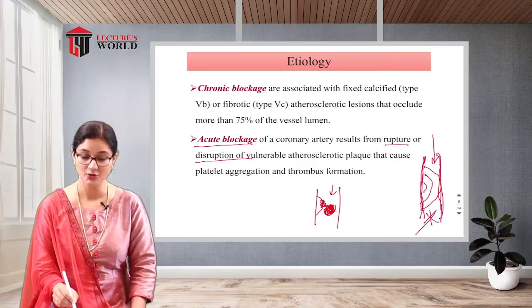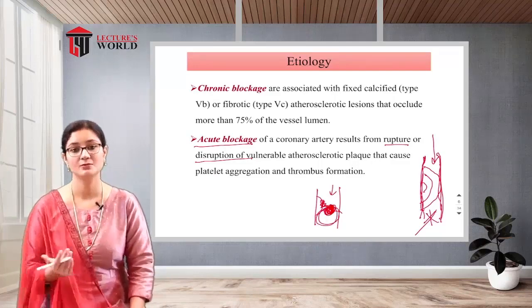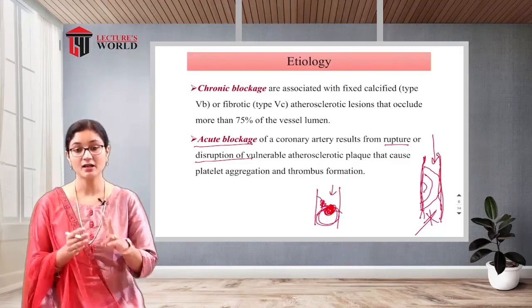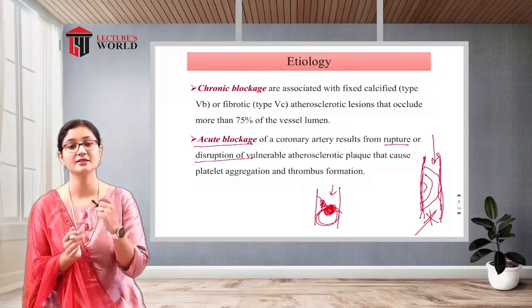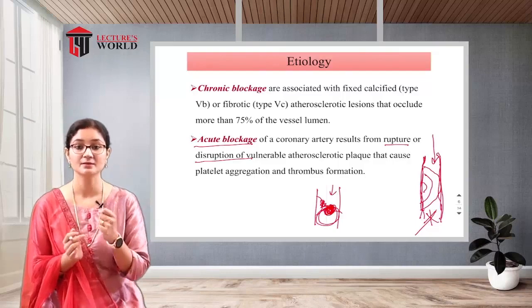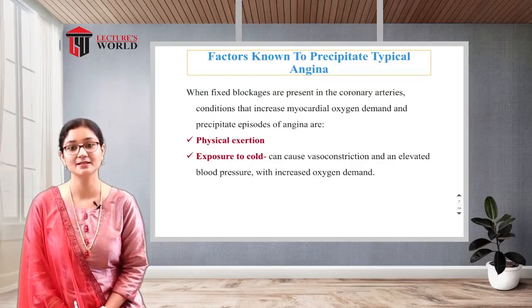Now this is partially blocking. If I make it a little big enough, it will be complete blockage. Understood? So acute blockage will be because of the rupture of the plaque and when it is coming in contact with the blood. So let us understand what are the factors that can precipitate this angina.